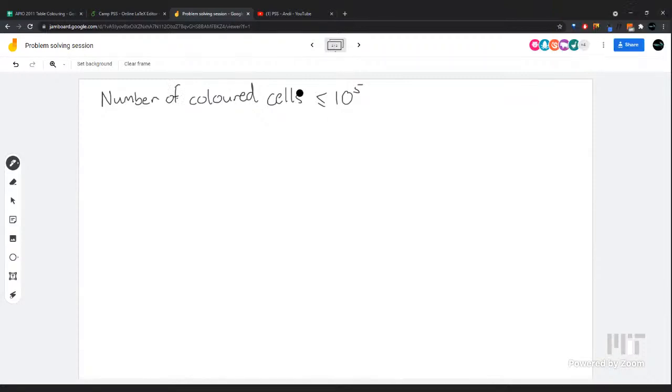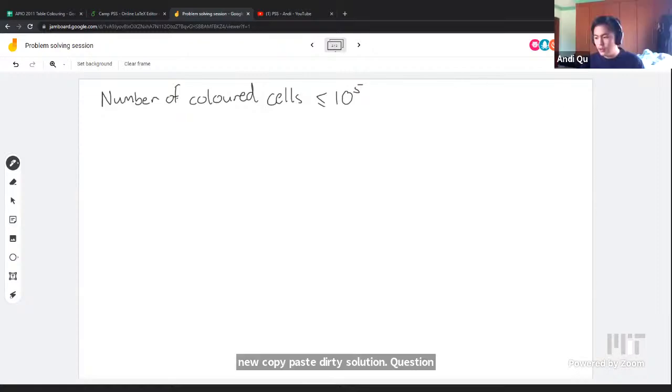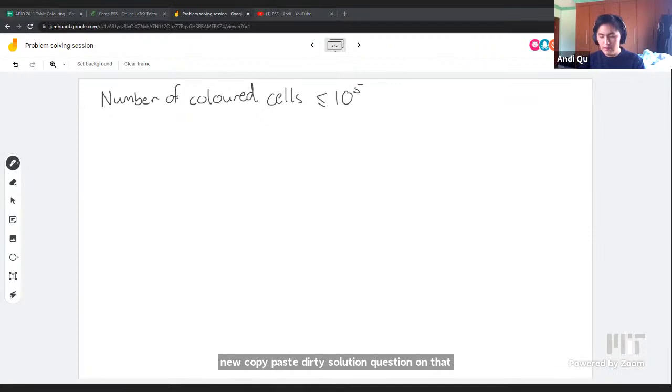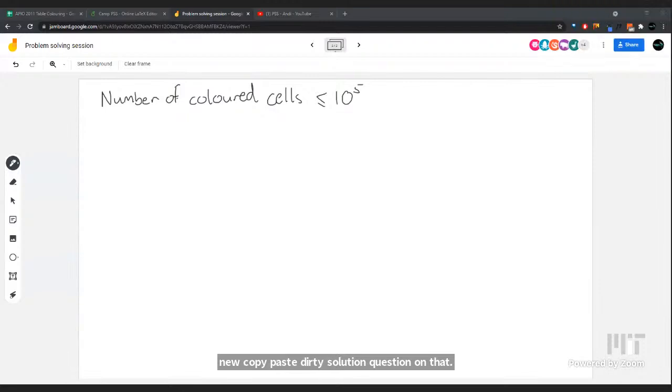If possible, could you copy paste the original solution question? Okay, let me just find that. Okay, so I'll send the problem in the chat now, but does anyone have any ideas so far?